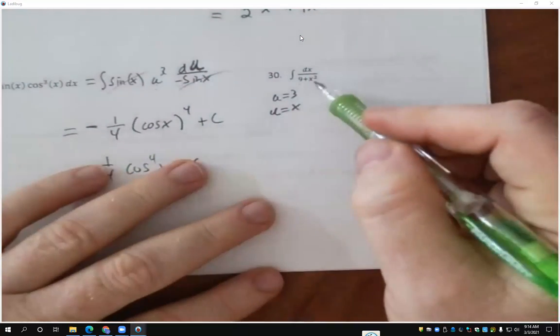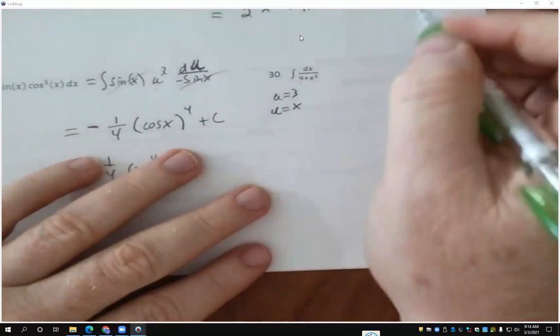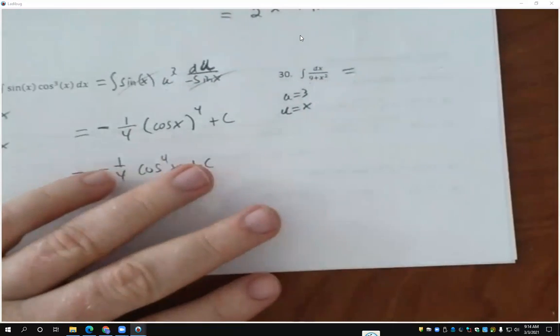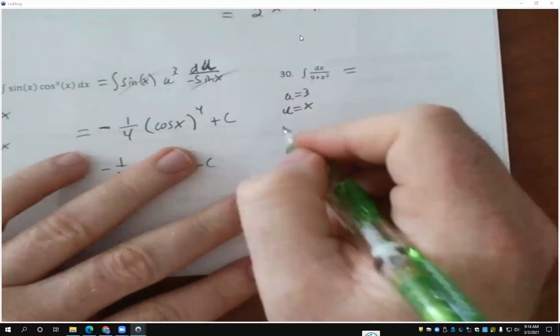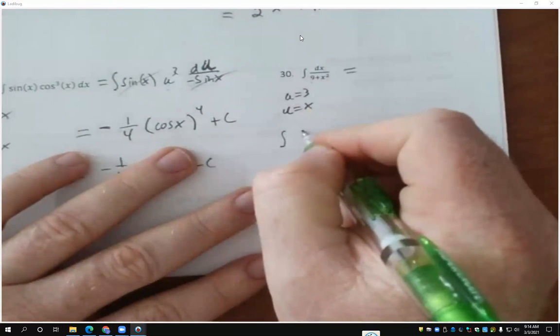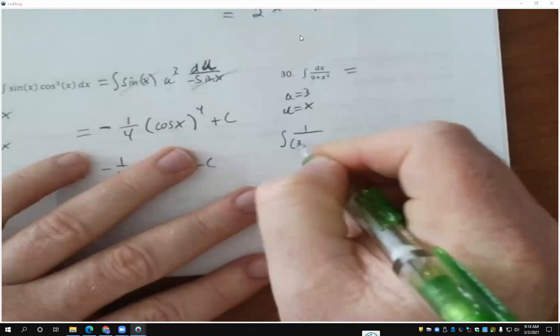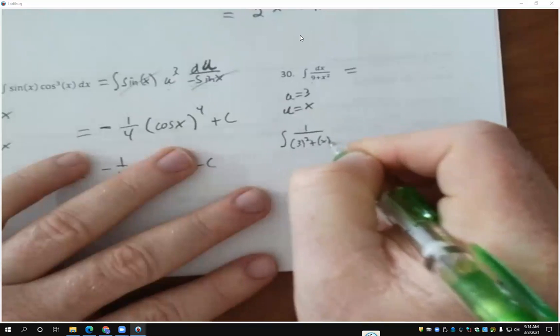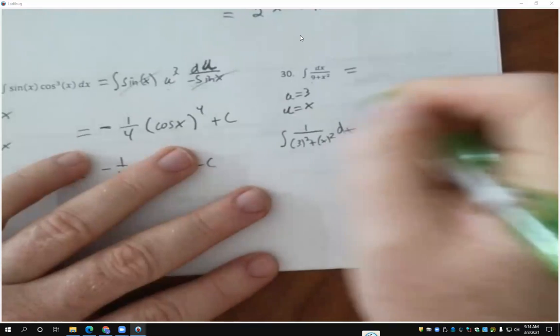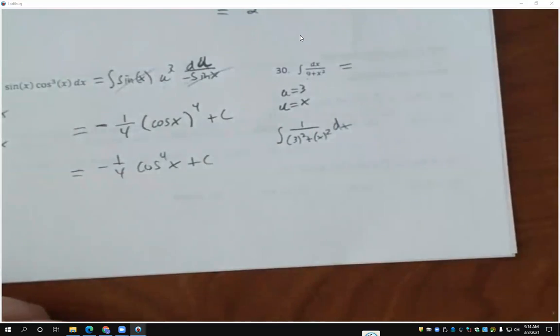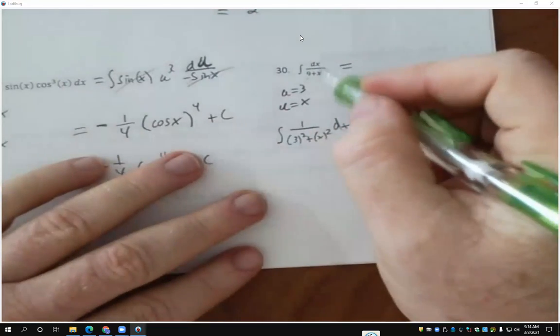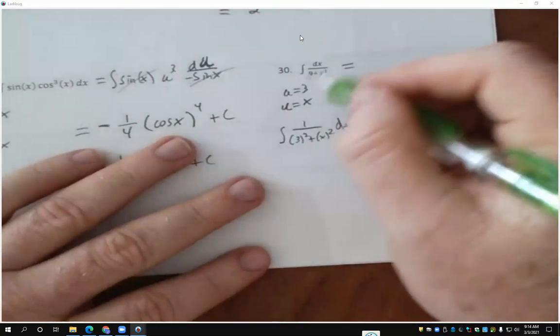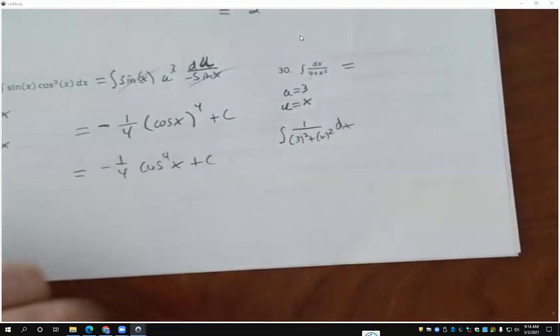Okay, the square root of 9, the square root of x squared. Okay, and you could rewrite it. I'm just not rewriting it anymore. But I will do it for you. It would be rewritten as 1 over 3 squared plus x squared dx. But I'm just writing down a and u at this point. Okay, and this is an arctan or inverse tan one because it's not the square root one. The square root one is the sine one.